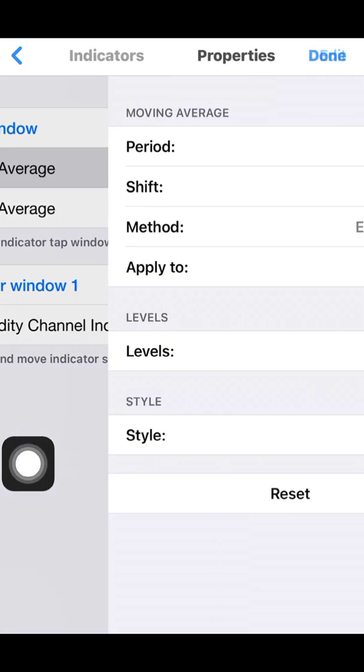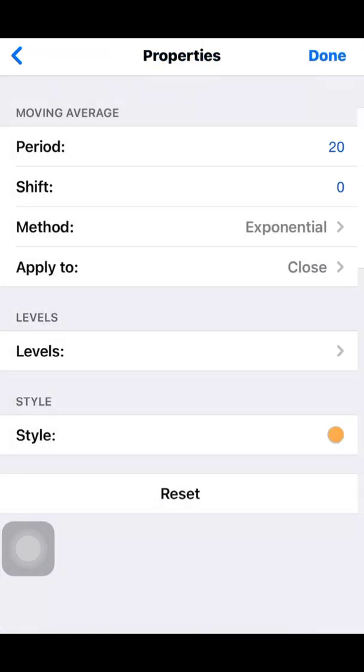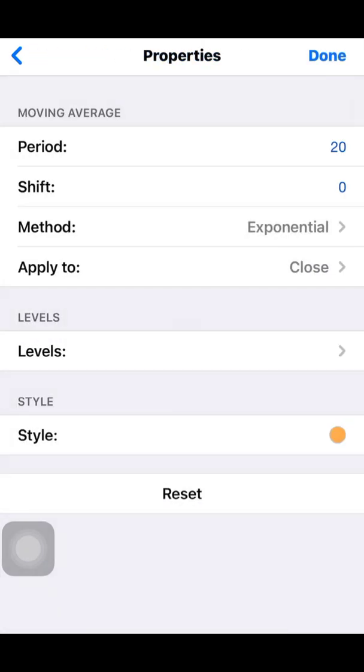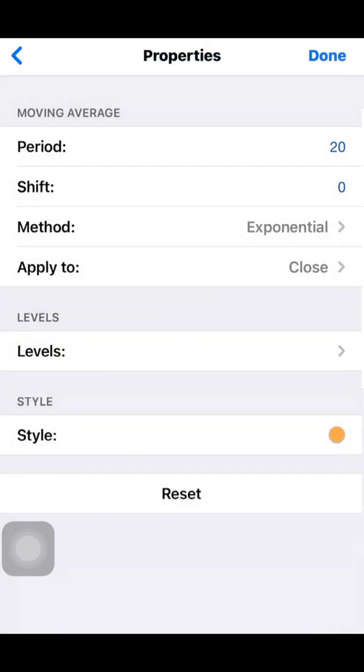On the first window, indicator 1, we have the moving average period 20, shift 0, method exponential, apply to close, levels, all this and that. You can see styles. You can put it any color of your choice, but I make mine somehow golden or yellow. So that's just it.